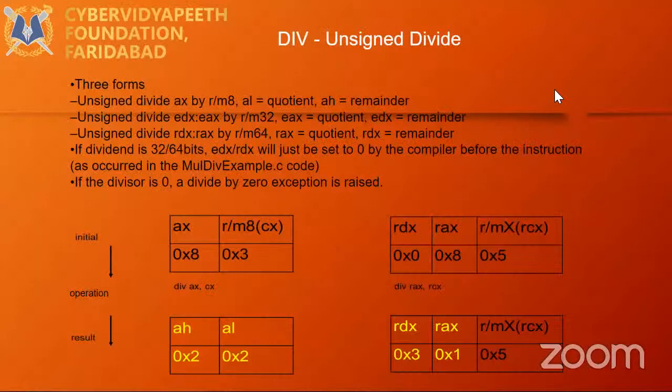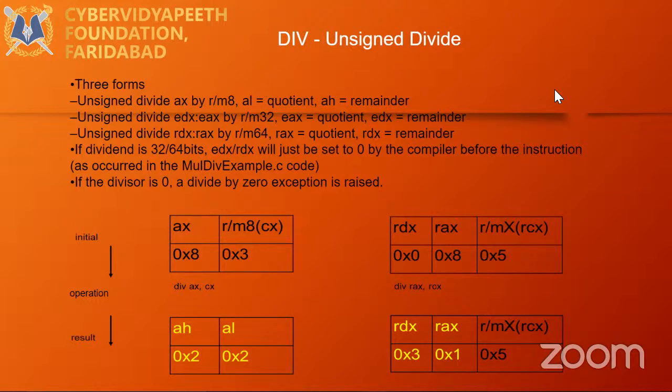I want to discuss a little bit about divide and unsigned divide. So here you have div. First of all, it has three forms. Again, this is an assembly instruction, and this will be available to you in the mulDivideExample.c code. So you'll be able to have a look at this in the code that we'll share.